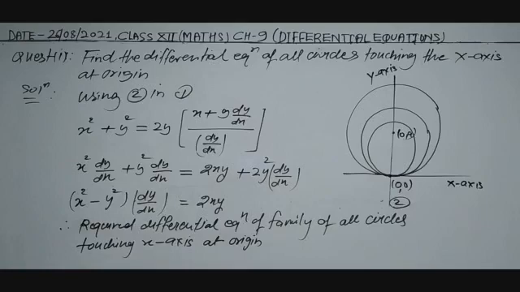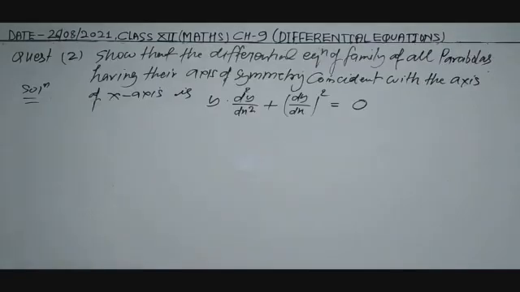Now come to the next question, question number 2. Show that the differential equation of the family of all parabolas having their axis of symmetry coincident with the x-axis is y d2y by dx2 plus dy by dx whole square is equal to 0.